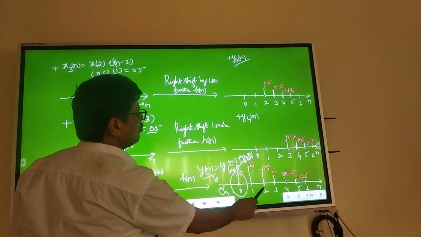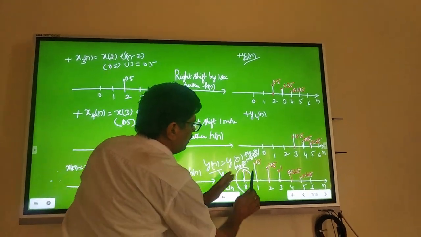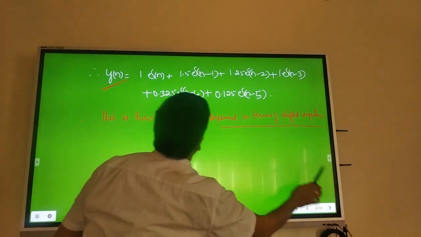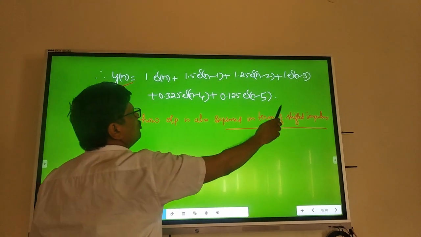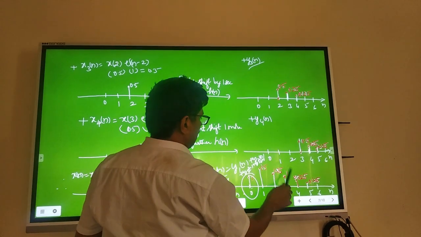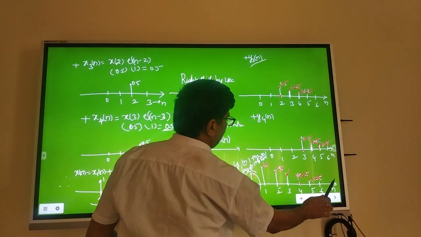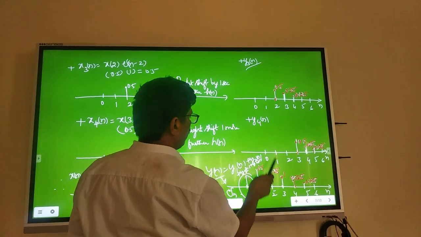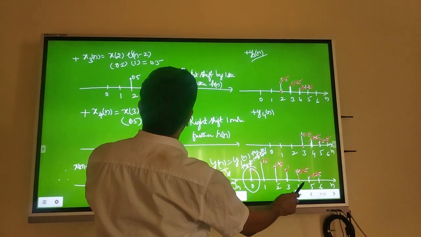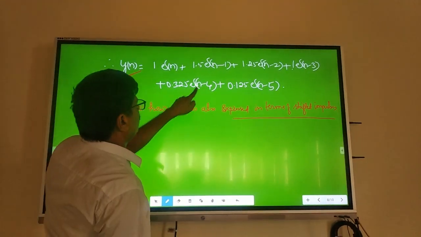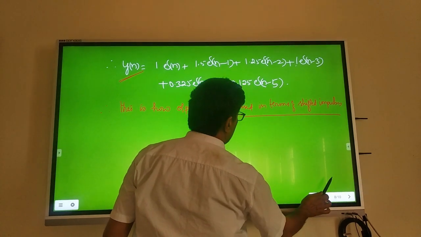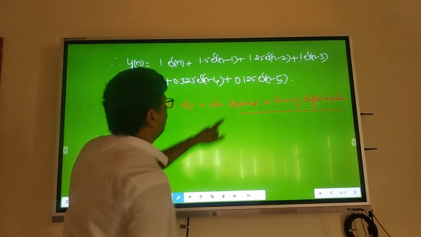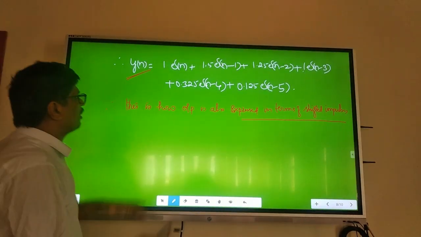Then similarly, at 2, the impulse is delta n minus 2, delayed by 2, into 1.25. So 1.25 delta n minus 2. Similarly, the third one is 1 into delta n minus 3. The fourth one is 0.325 into delta n minus 4. Lastly, it is 0.125 into delta n minus 5.